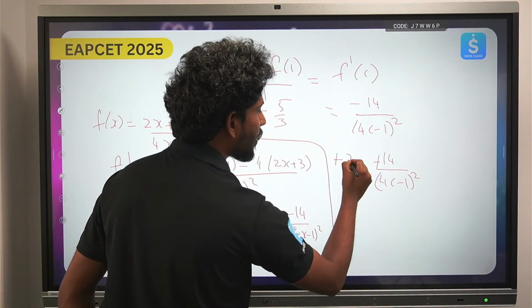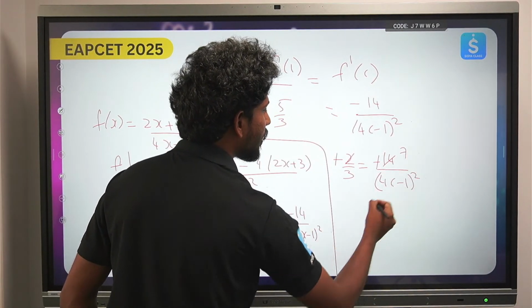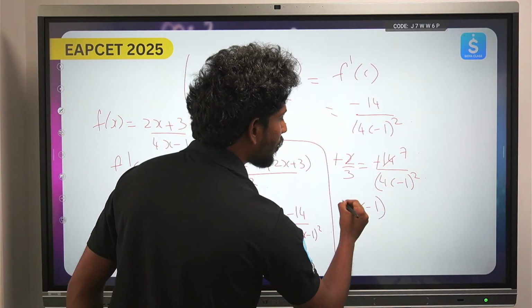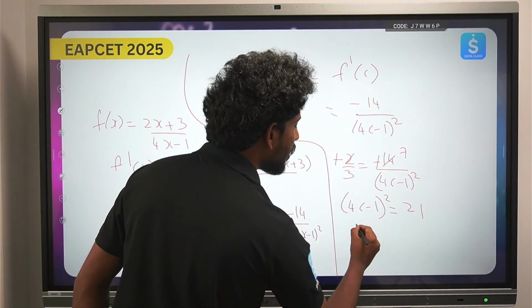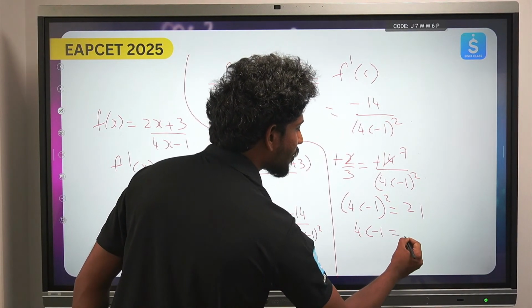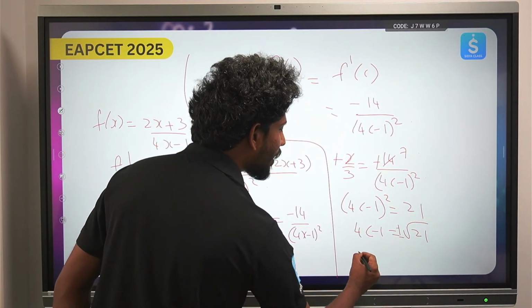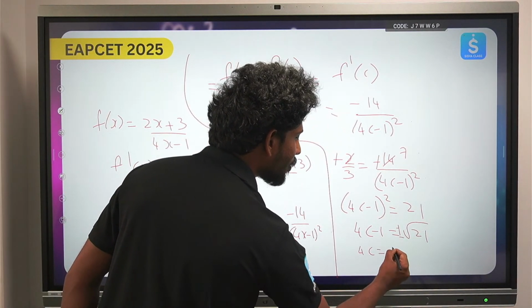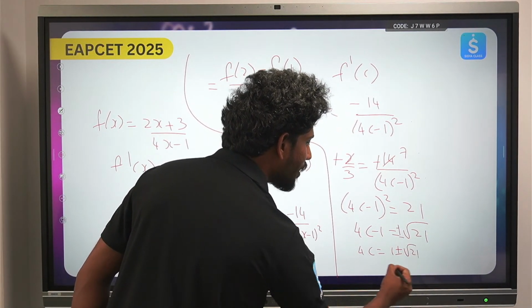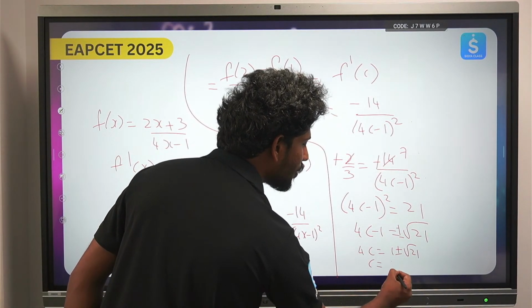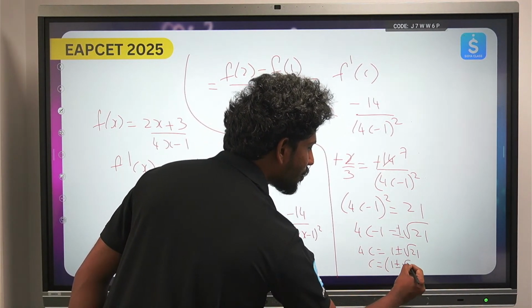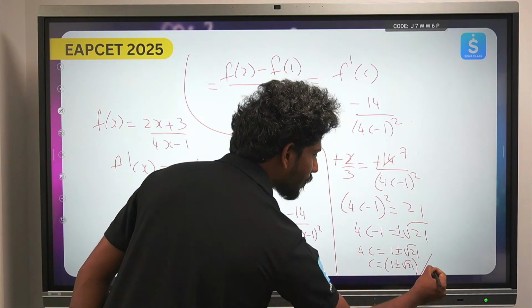So I can cancel minus 2, 7s are 7, 3s are. So (4c minus 1) whole square is equal to 21. So you can just write it as 4c minus 1 is equal to plus or minus root 21. Actually you can write plus or minus, and c value: 4c is equal to 1 plus or minus root 21, and c value will be equal to (1 plus or minus root 21) by 4.